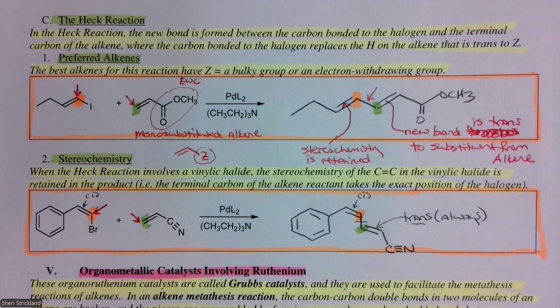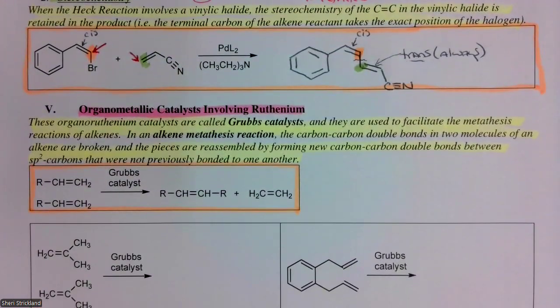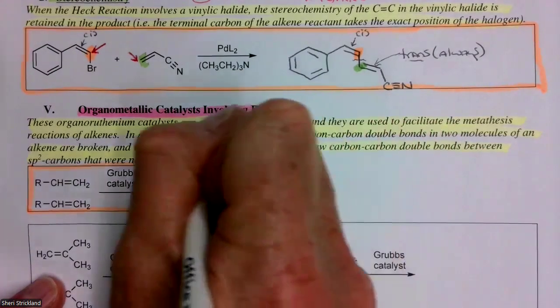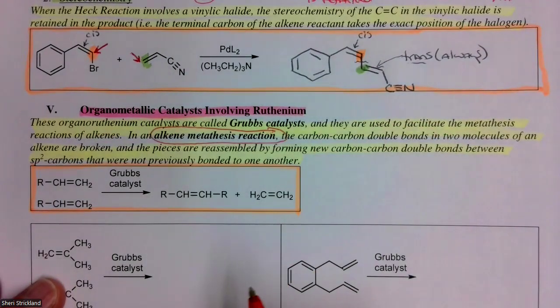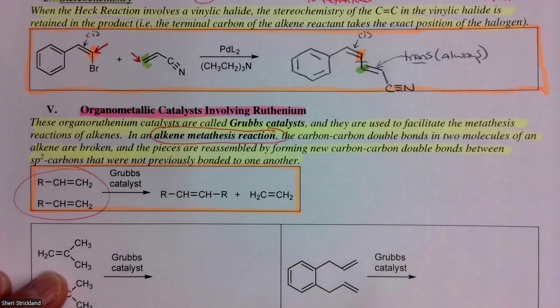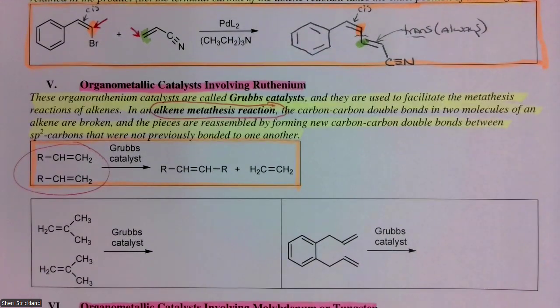So the organometallic catalysts involving ruthenium, molybdenum, or tungsten are involved in a special kind of coupling reaction called metathesis reactions, excuse me. And so if you've got two alkenes involved, it's called alkene metathesis. And if you've got two alkynes involved, it's called alkyne metathesis. They have similar catalysts, but not identical. So these are the two alkenes that are involved. And generally speaking, at least with the ones that we're going to do, the two starting compounds will be identical.